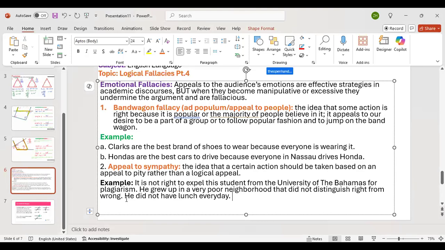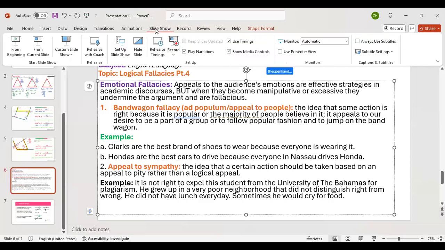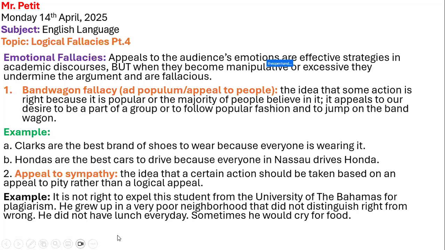All of this about one example. Sometimes he would cry for food. Give him a piece of napkin, he'll be alright. So this is what we call appeal to what? Appeal to sympathy. Appeal to sympathy.